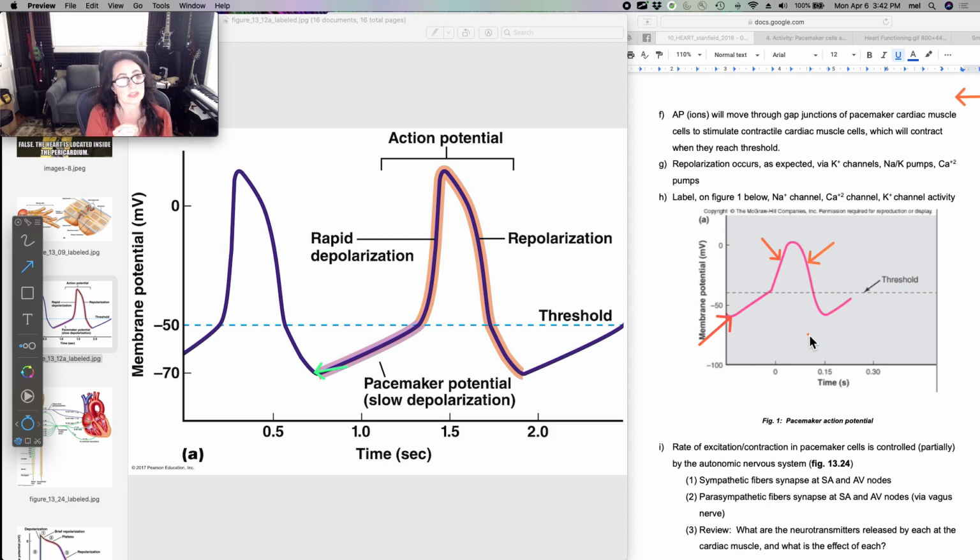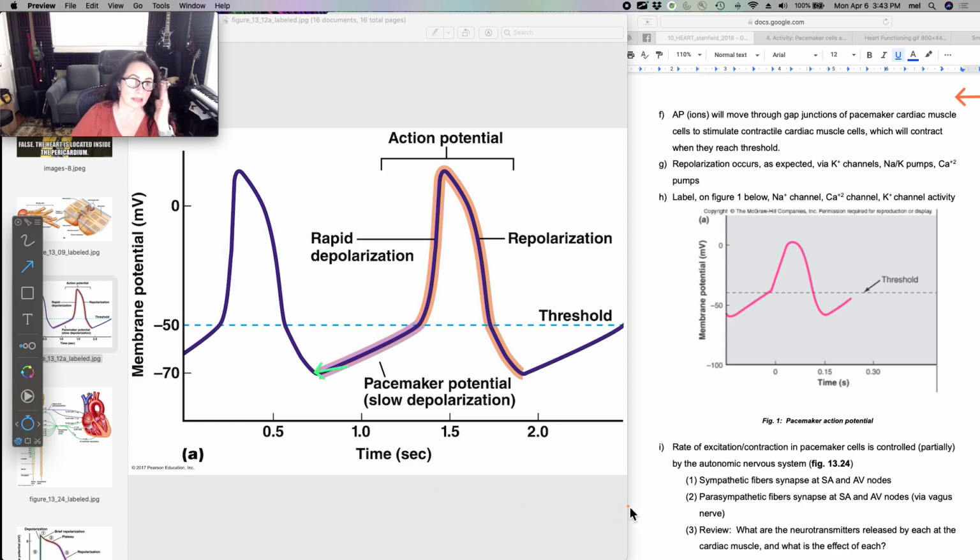You've heard before that the SA node depolarizes to threshold about 100 times per minute, right? This is its inherent rate of depolarization, based primarily on the number of sodium funny channels that you have and your electrochemical gradient for sodium. So that occurs about 100 times per minute.